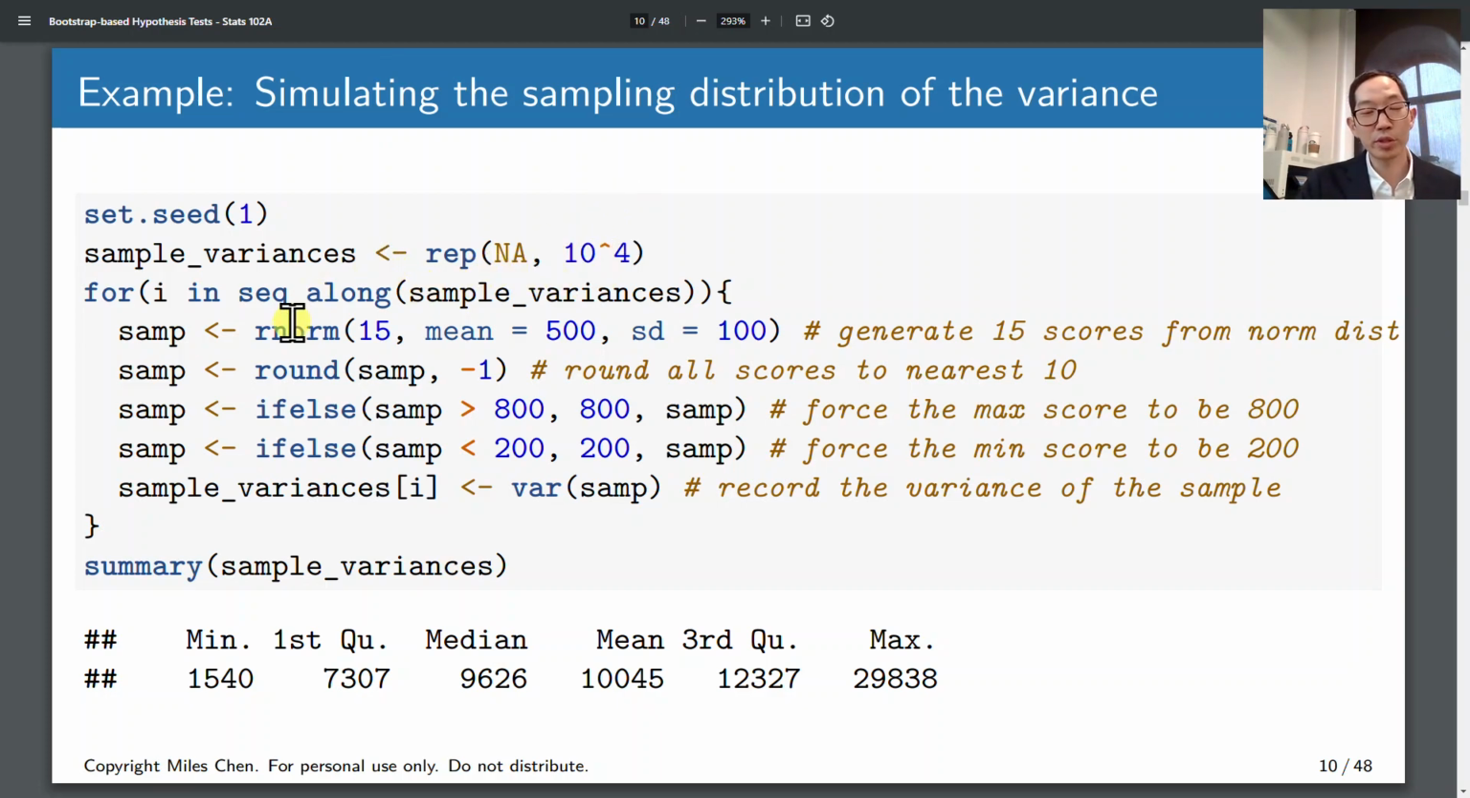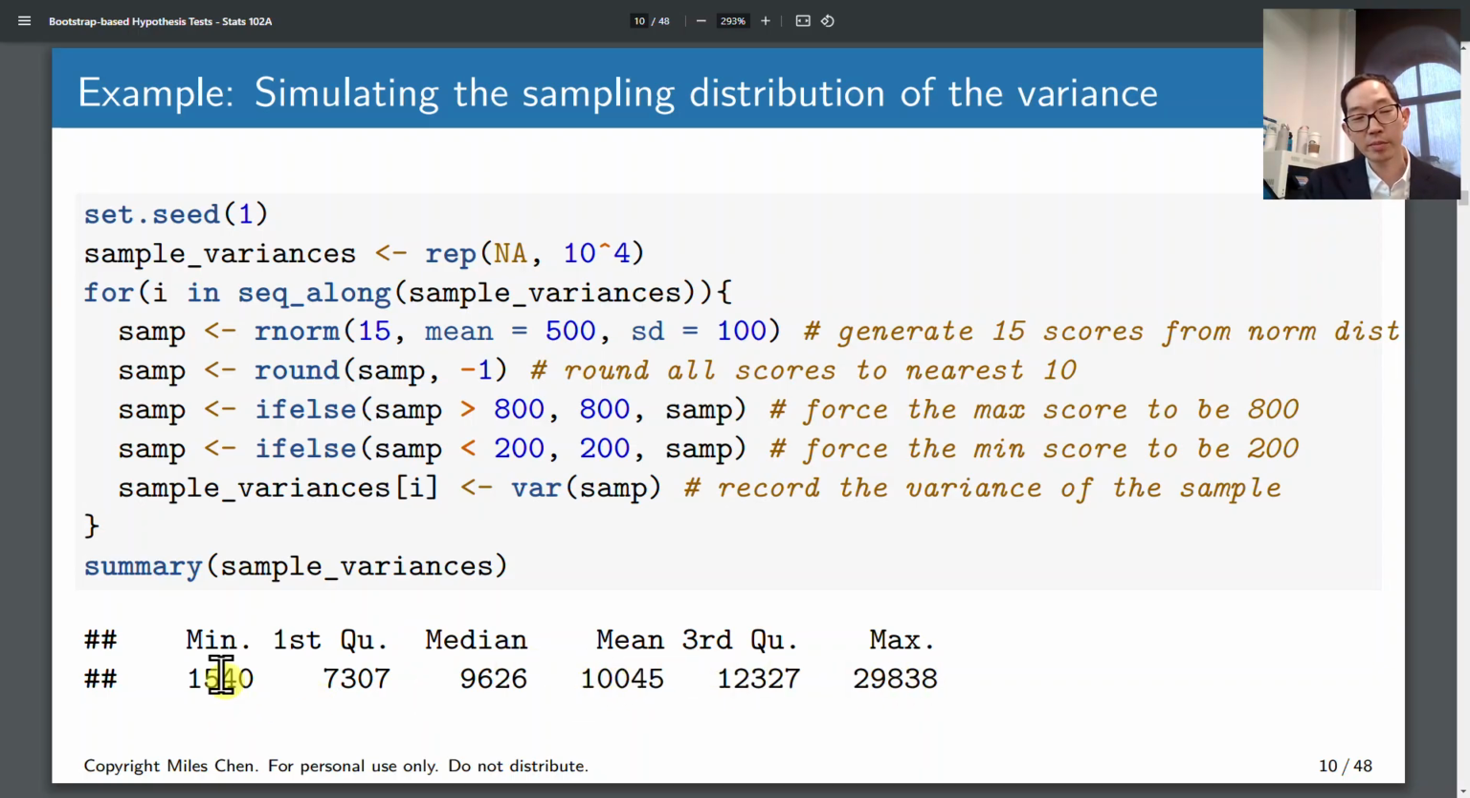And so I just copied and pasted the exact same code, except at the end, when I calculate the variance, I'm going to store it in my vector. Sample variance is square bracket i. And I'm going to get 10,000 different sample variances. And now I can say, hey, what is my summary of these things?